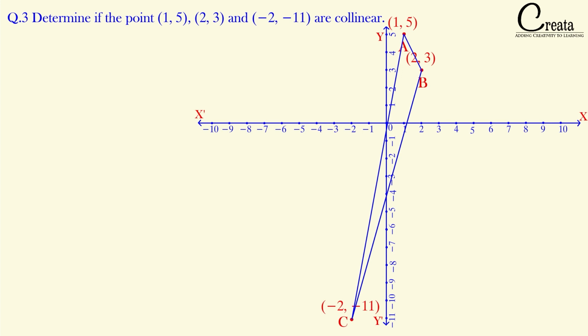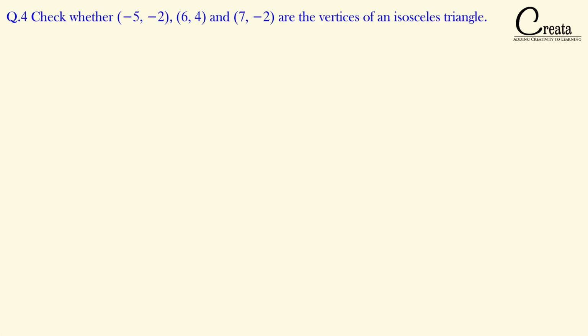Let's move to next. Question number 4 is: check whether (5, -2), (6, 4) and (7, -2) are the vertices of an isosceles triangle.